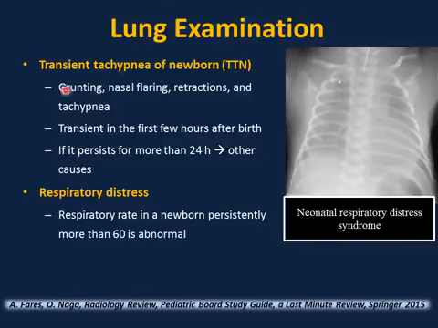Lung examination. If you have a newborn with grunting, nasal flaring, retractions, tachypnea, hypoxia, this can be transient in the first few hours after birth and is known as transient tachypnea of newborn. But if it persists beyond 24 hours, it is not transient tachypnea of newborn. You have to search for other causes. If the respiratory rate is persistently more than 60, this is abnormal. Like this is a 1-day-old girl with respiratory distress and hypoxia. Chest X-ray here is showing low lung volume, diffuse granular appearance, and air bronchogram. This is a classic presentation of neonatal respiratory distress syndrome.